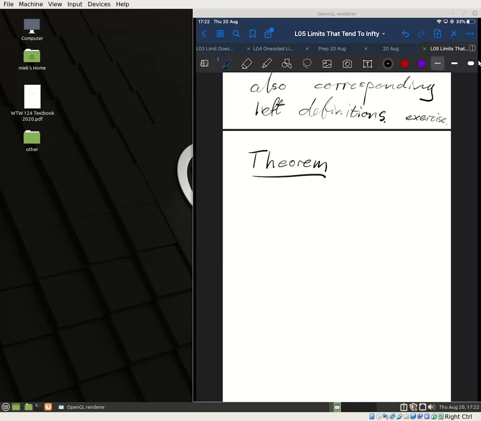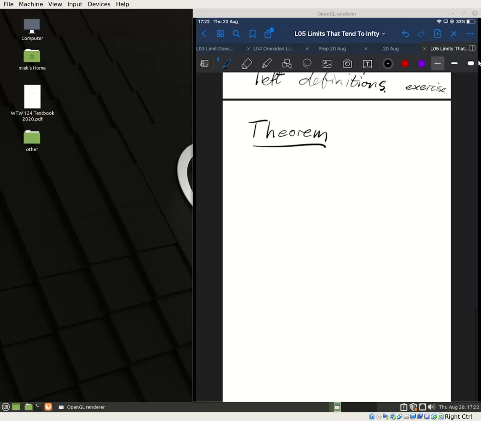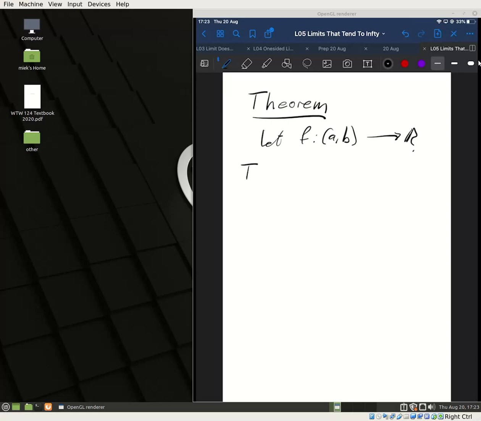And what this theorem says is that it is always possible to convert a left limit into a right limit. So we are allowed to restrict ourselves to just considering right limits. So let f be defined on the open interval from a to b. Then the following are true.